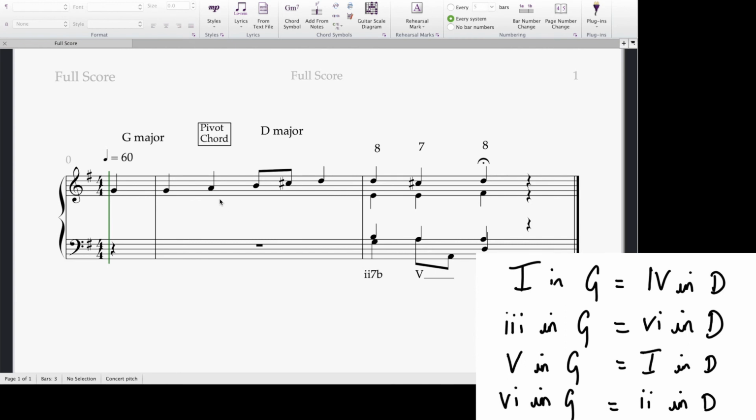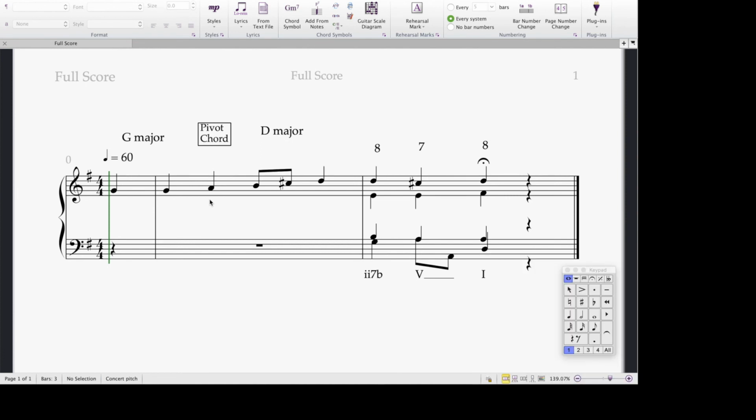So that allows me to choose a chord here. Now I know this is going to be my pivot chord, it's got an A in it, so out of these I need to look at which chords have an A in them. And the best one I'm going to use, I think I'm going to use 5 in G, which is equal to 1 in D. So I'm going to write that in, chord 5 in G.